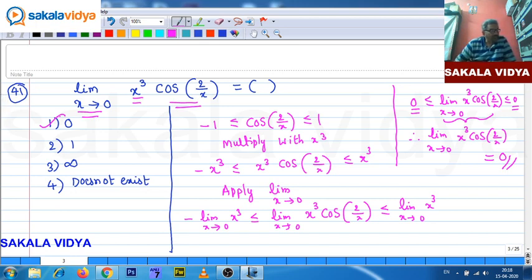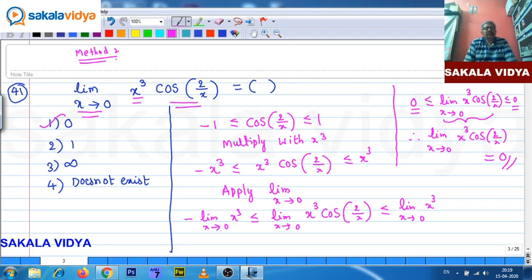Okay, first option. Otherwise, you can do one more method also. I will explain an easy method, that is method number 2. What does method 2 mean?